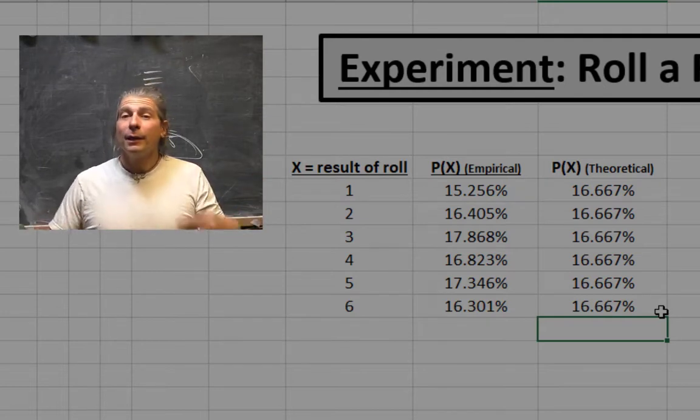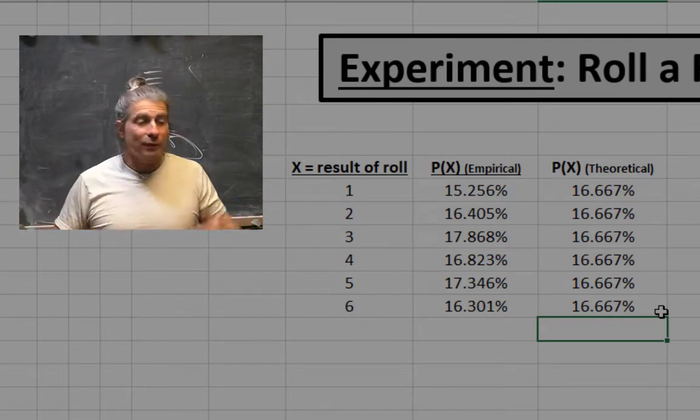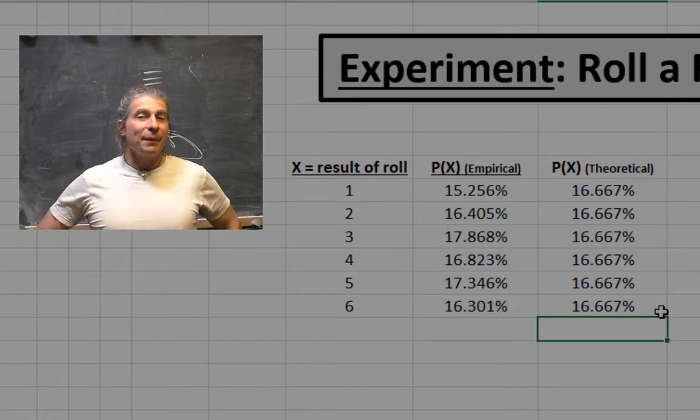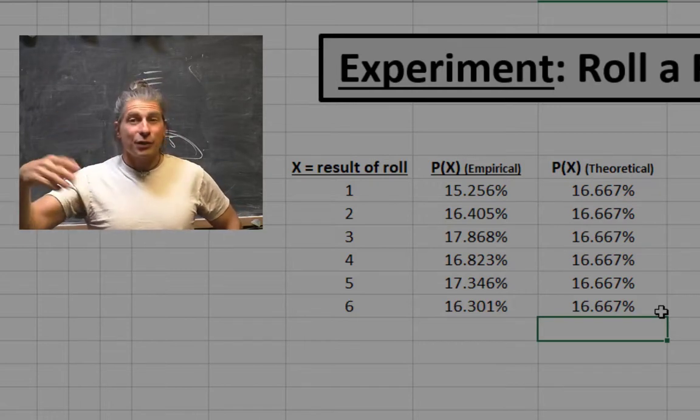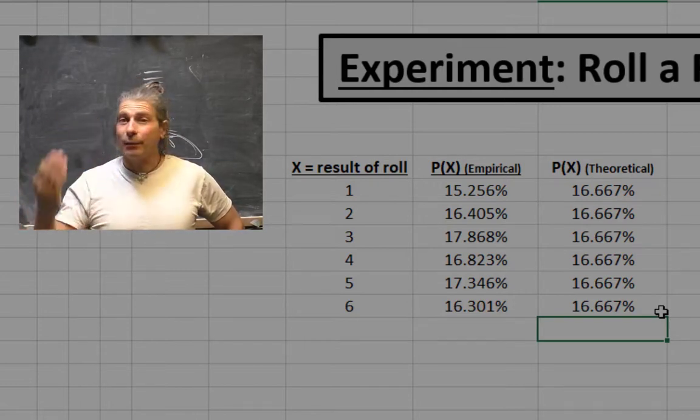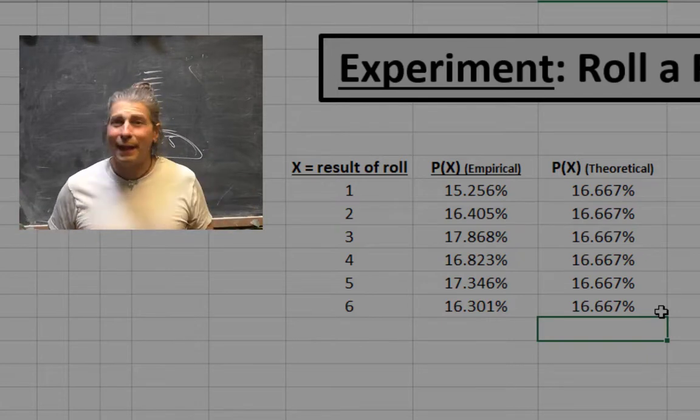So if the 1 gets rolled, then it pops up by 1. If the 2 gets rolled, it pops up by 1. But since the denominator is also changing, the number of trials, you're basically just keeping a running total. Sorry about that. I should have made that clearer.